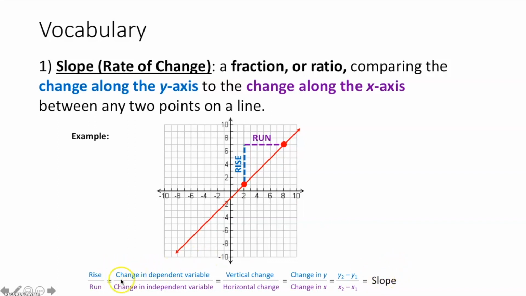You could also think about it as the change in the dependent variable, which is usually represented by your y-axis, over the change of the independent variable, which is usually represented by your x-axis. So the vertical change over the horizontal change, the change in y over the change in x: y sub 2 minus y sub 1 over x sub 2 minus x sub 1. We'll get into that later. And all of this means the same thing. It's your slope or rate of change.